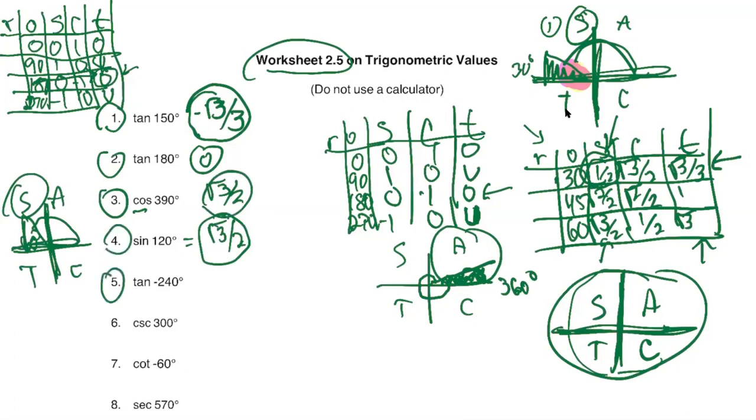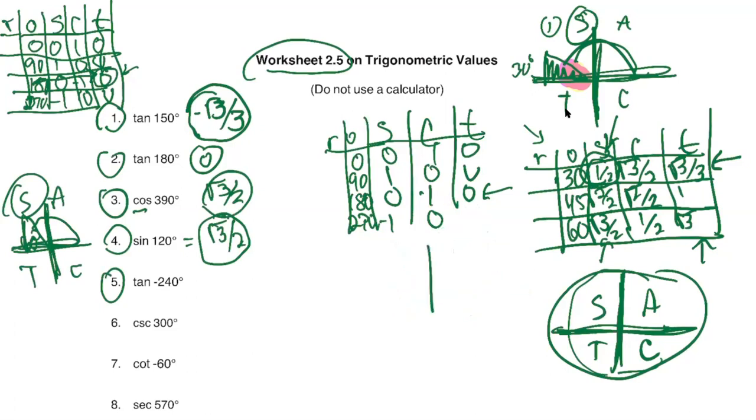Number 5. Now we're going to spin around the other direction. So now I'm going to go tan of negative 240. So I'm going like this. This is negative 240 right here.